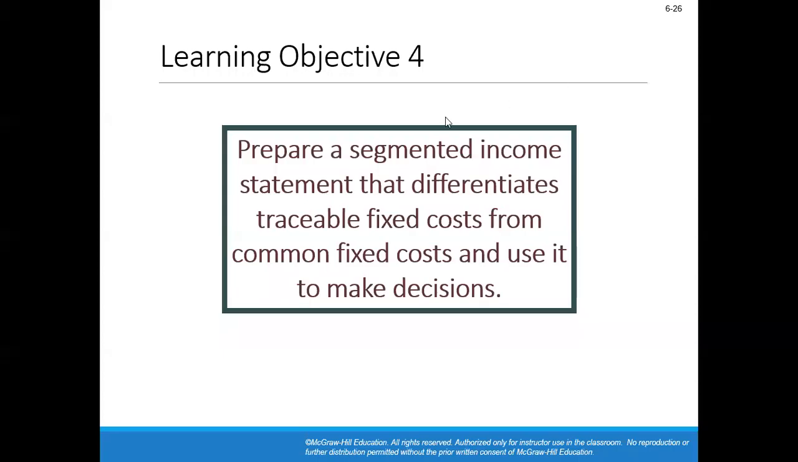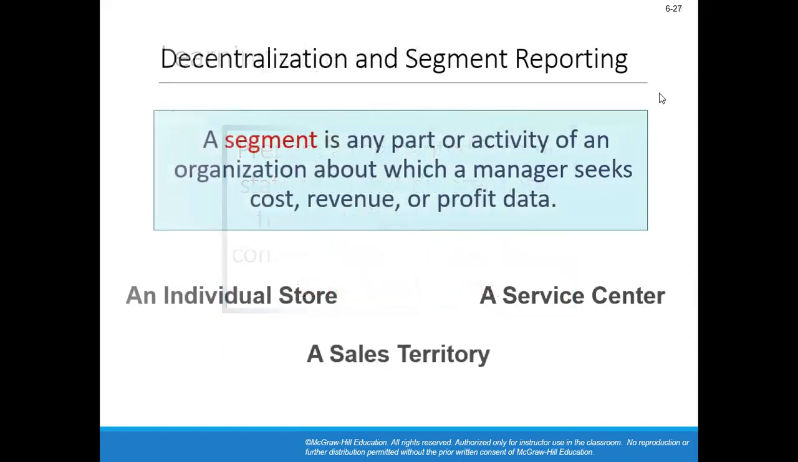Okay. Here we like to apply our learning of absorption costing and variable costing to prepare the segmented income statement. So before going for the segmented income statement, let's try to understand what we mean by a segment.